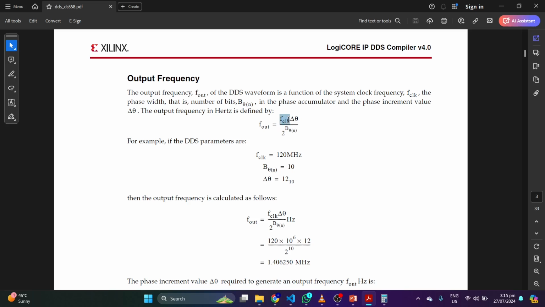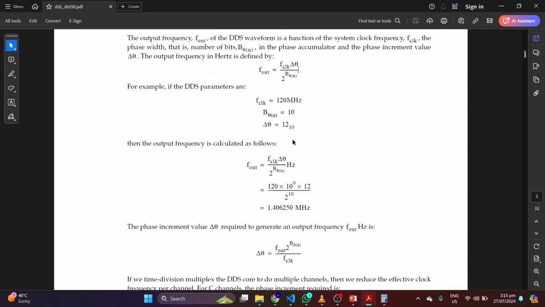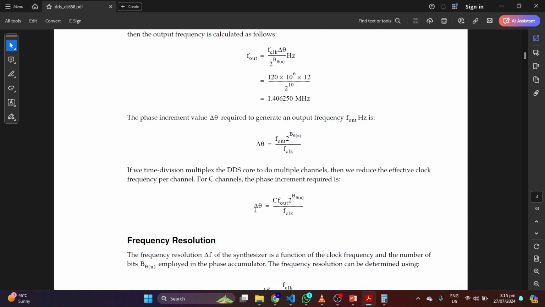This is the clock frequency of the system, the input frequency of the DDS, this is the phase increment, and this is the phase width. Now we know the other values except the phase increment. The phase increment value we will draw from this formula.